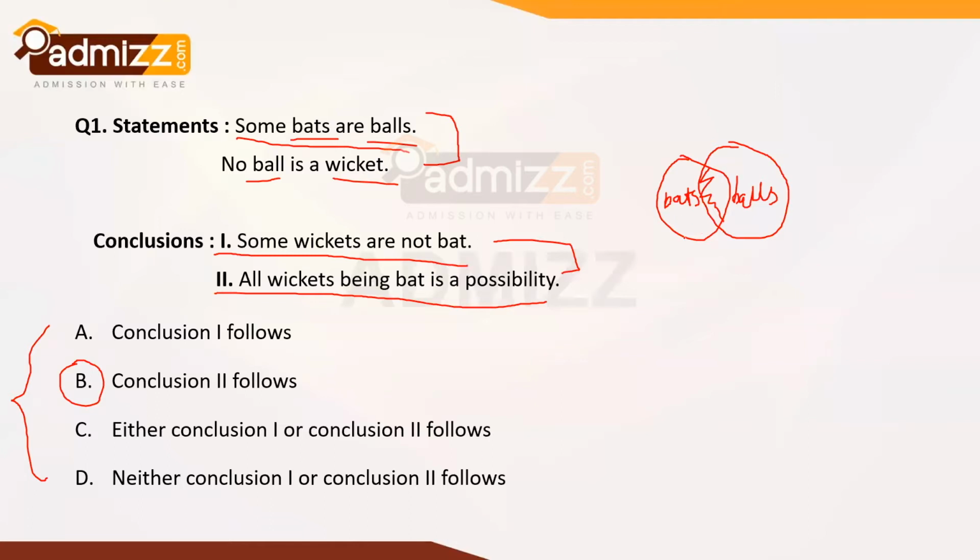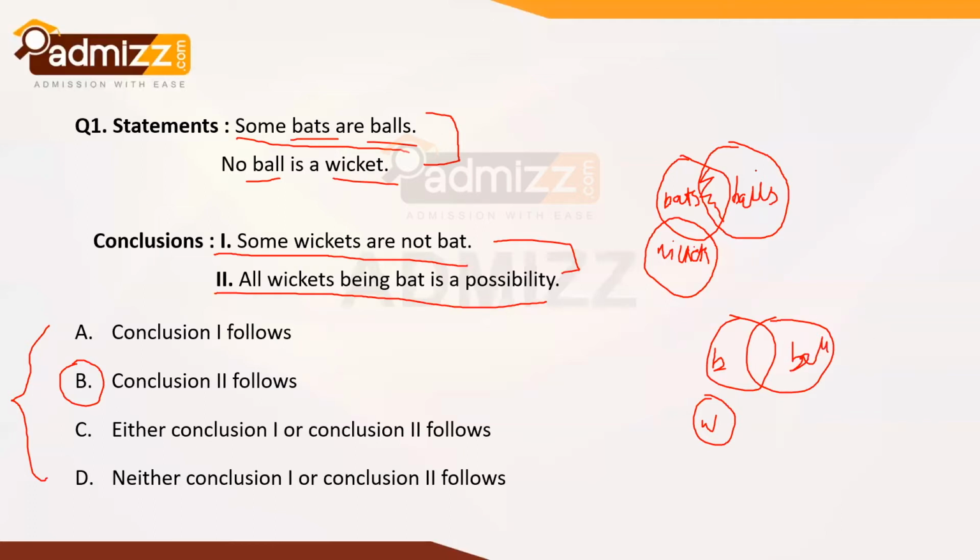So from this, what we can imply directly without even making a diagram is that all wickets being a bat is a possibility, right? There are three particular cases that arise at this point, right? One is that some wickets are bats, right? Some wickets, not all, only some. This is wickets, right? Some wickets are bats. Other one is that all wickets are not bats, right? Well, this is W and this is the bat one. This is ball one, right?